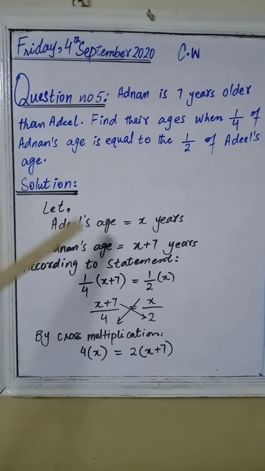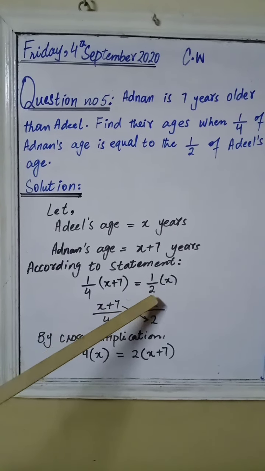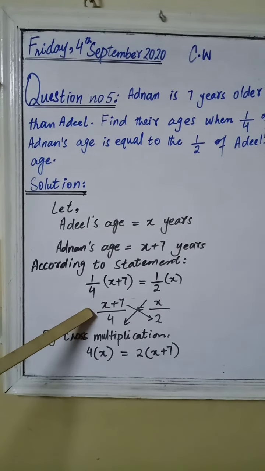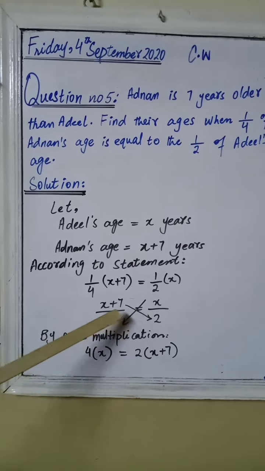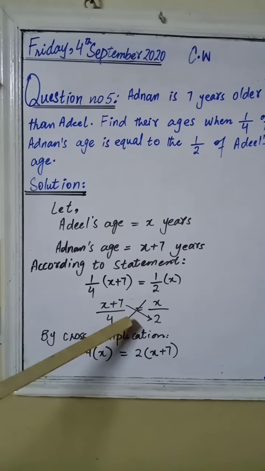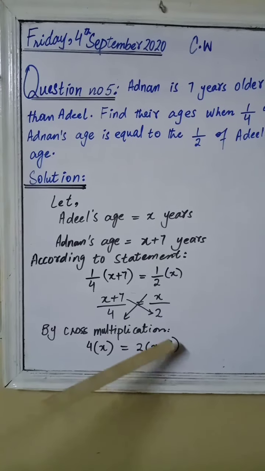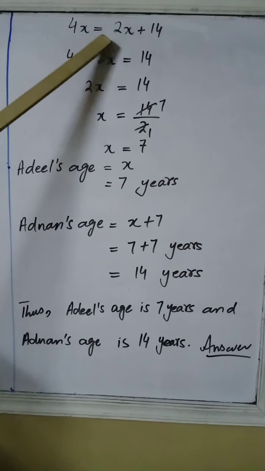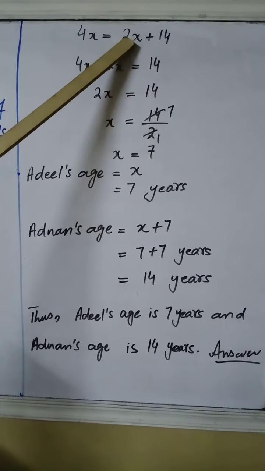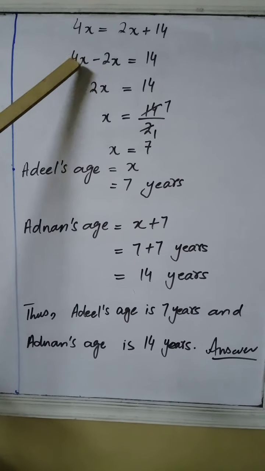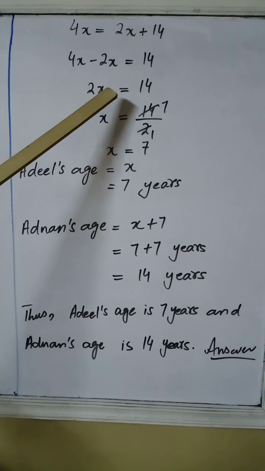So according to the statement, 1/4 of x plus 7 is equal to half of x. So 1 multiplied with x plus 7 divided by 4 is equal to x by 2. Here by cross multiplication, 4 into x is equal to 2 into x plus 7. 4x is equal to 2x plus 14. Here 2x is in positive form, when put on the other side it must be subtracted from 4x. 4x minus 2x is equal to 14, so 2x is equal to 14.